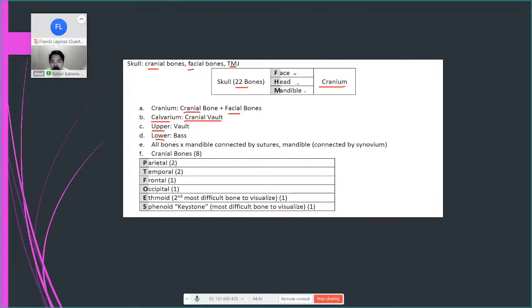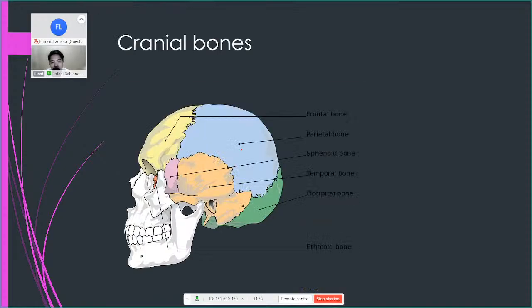So, last one. All bones except the mandible are connected by sutures. So, what are sutures? Sutures are immovable joints. So all bones in your skull are connected by immovable joints except for your mandible. So, let's look at that right here. If you see these zigzag lines, these are sutures. A joint is a connection between two bones. So these are two bones connected by a suture.